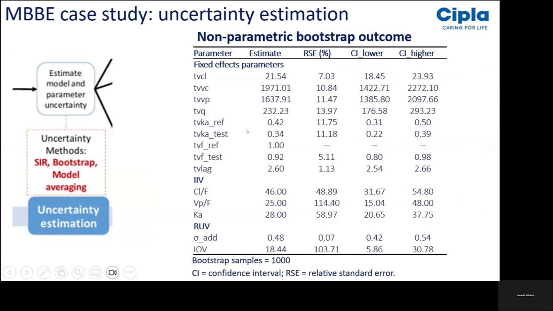And the model uncertainty estimation showed that the PK parameters, the fixed effect parameters, had very low or acceptable RSE, and the lower and higher CIs were in an acceptable range, centered around the estimates. This was done by the non-parametric bootstrap method using 1,000 samples.